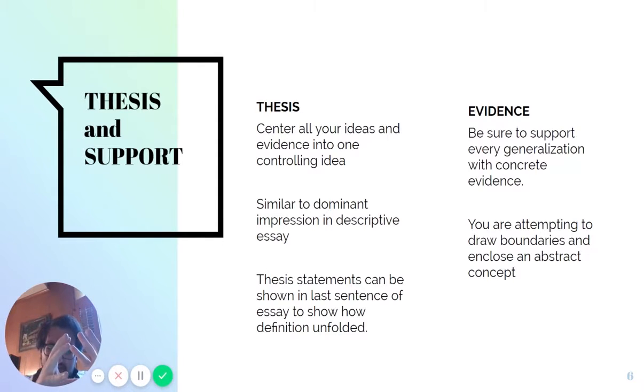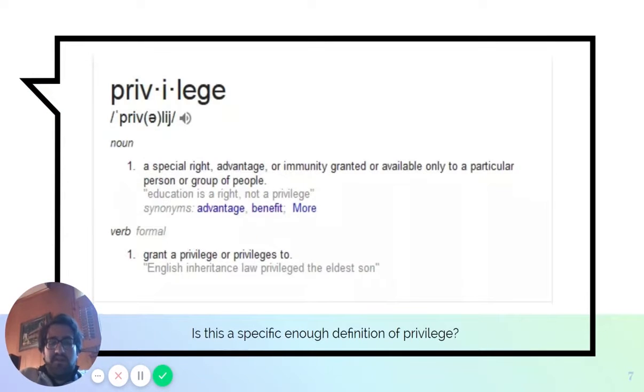This is the type of thing. This is the Google definition of privilege. And as you'll see in the readings from this week, privilege was at the heart of all of it. Google defines privilege as a special right, advantage, or immunity granted or available only to a particular person or group of people. Is this specific enough of a definition? Probably not for the purposes of these essays we read.